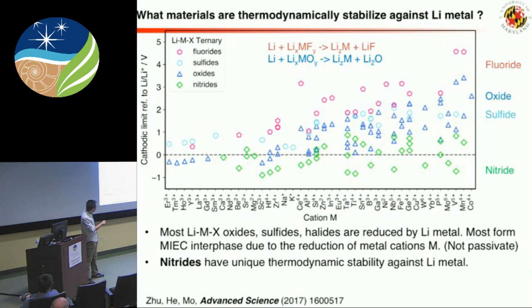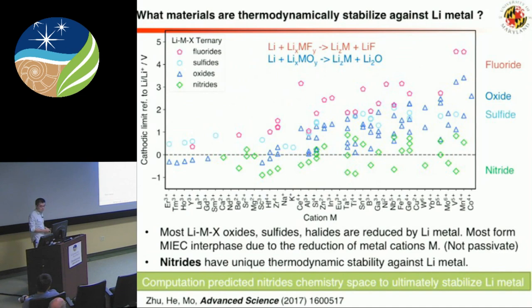So people already thought that probably you can only use binaries to protect the lithium, because all these ternaries are going to be reduced by lithium. But here we find something very new and very interesting: if you look at nitrides, a lot of them are below here, which means they are actually stable against lithium metal. So this is a very interesting finding.